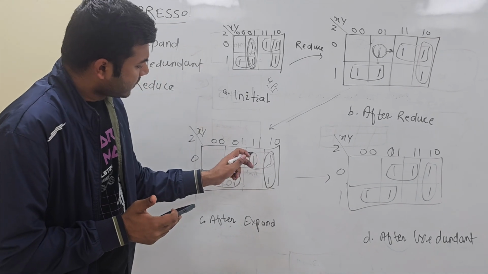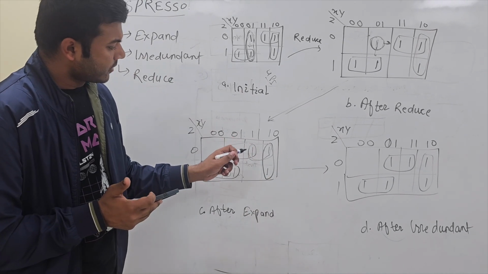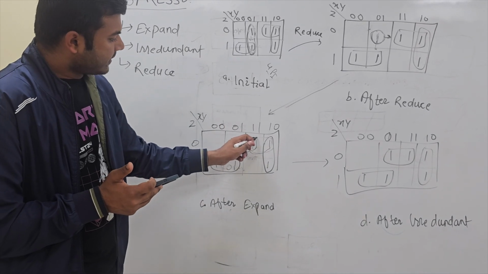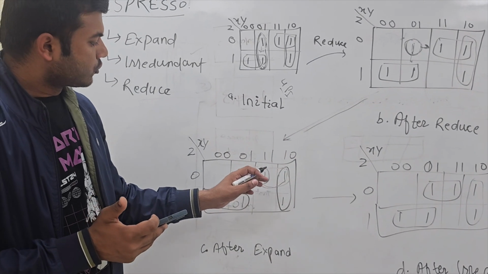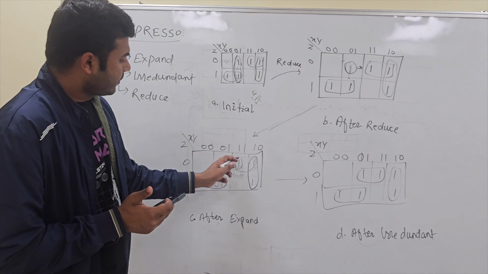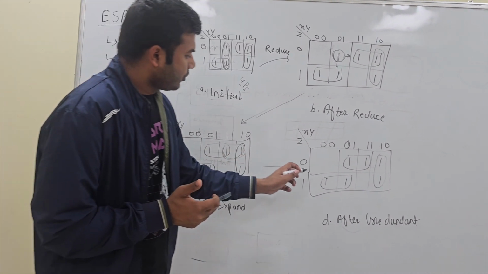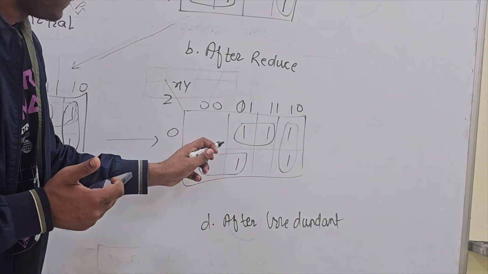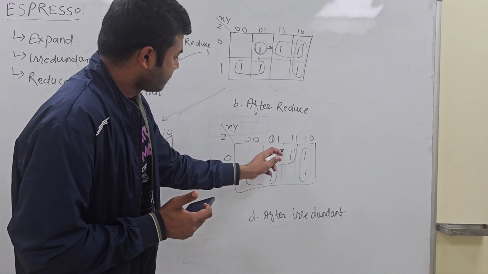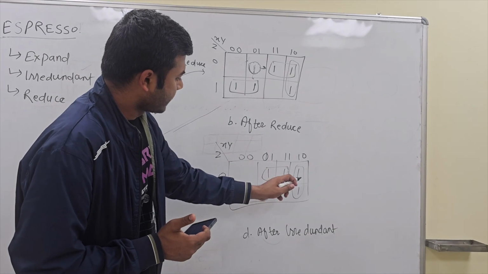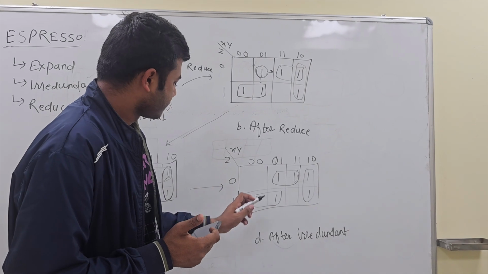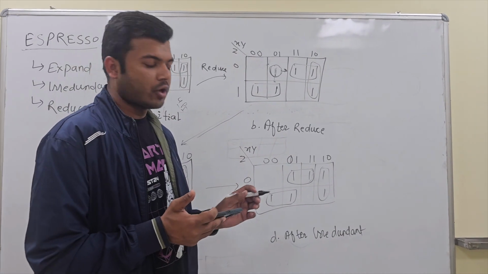When we remove this irredundant term, it doesn't affect our logic. So we have to remove this irredundant term. When we remove it, we have the final prime implicants, that is a minimized logic. We have only 3 prime implicants, and they are essential prime implicants also. This is the final logic minimization for our equation. Thank you.